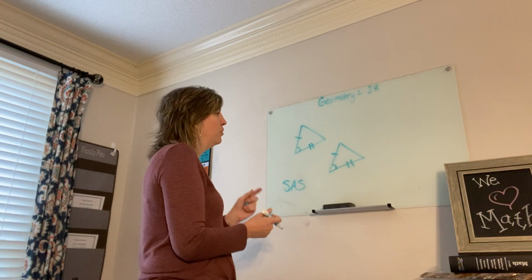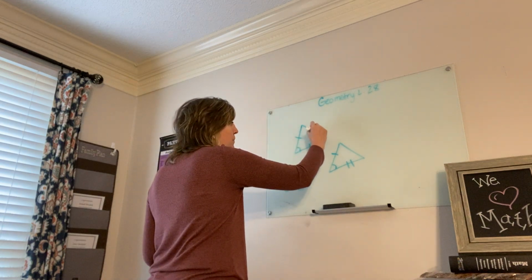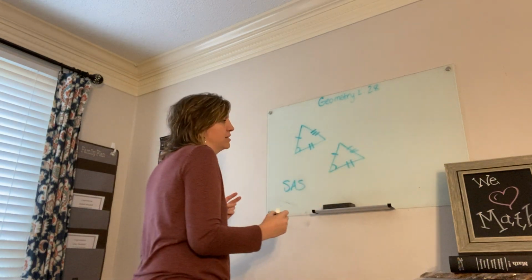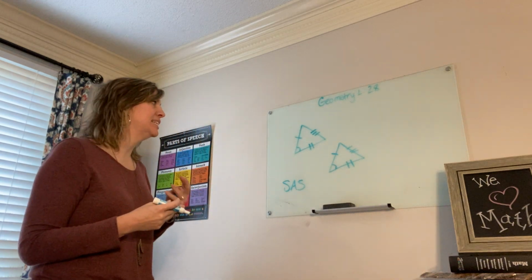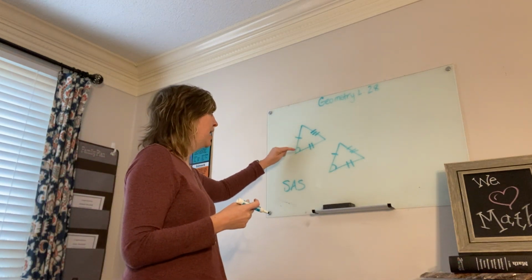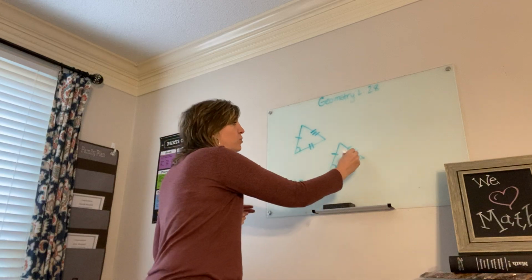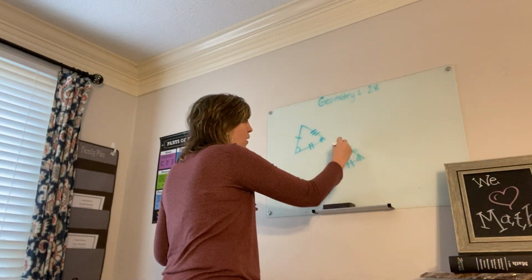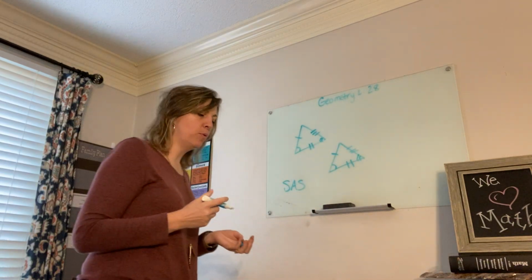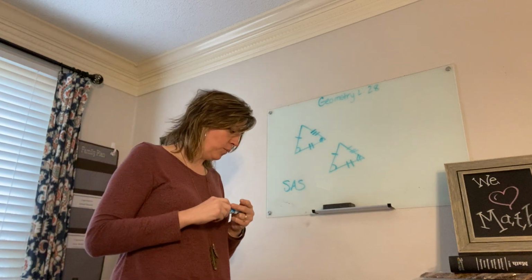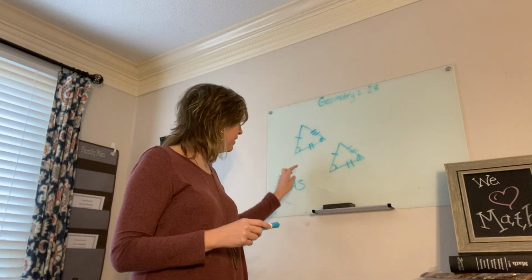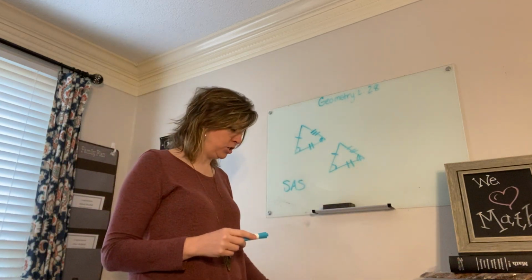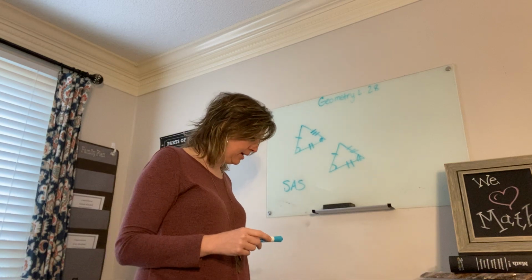And I can know that that means all the corresponding parts are congruent. So that means that this would have to equal this, and that's based on CPCTC. So it's side, angle, side, and then everything else would relate as well. That's very important to understand. So we call that side, angle, side, and the angle has to be between the two adjacent sides.